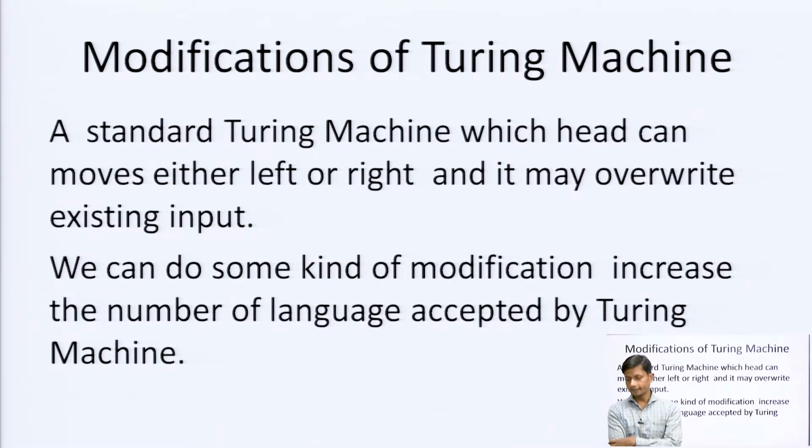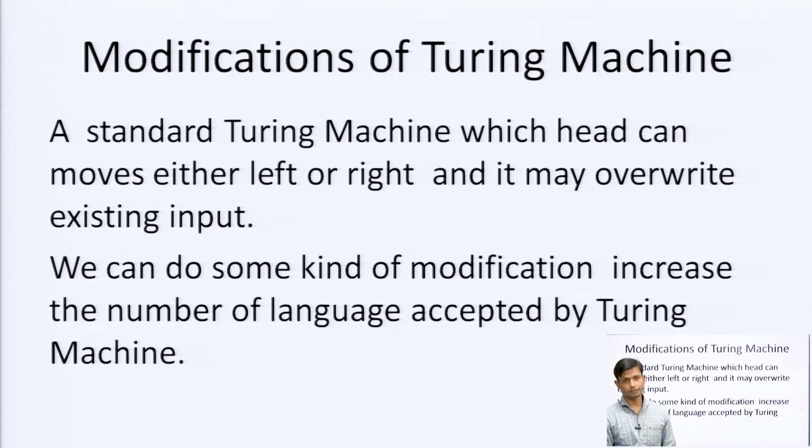In the standard Turing machine, the head can move either left or right, or it may overwrite existing input. We have a writing option, we can write something there on the tape. So, we can do some kind of modification to increase the number of languages accepted by the Turing machines. There are some options to modify the Turing machine, which may increase the number of languages accepted by the Turing machines. We have different languages, and we will go through that later on. We will modify some Turing machines and see how they accept.